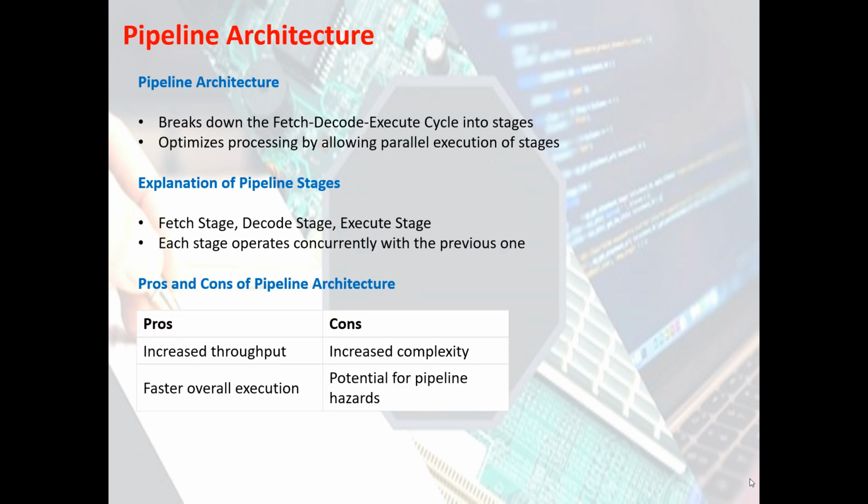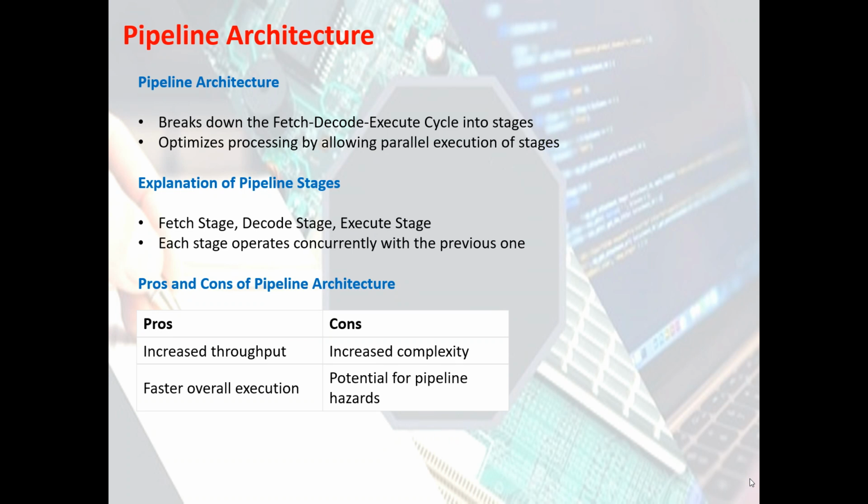Meron din tayong tinatawag na pipeline architecture. Yung pipeline architecture simply breaks down the fetch, decode, execute cycle into different stages, optimizing the process by allowing parallel execution of stages. Ibig sabihin, parallel, sabay. Sabay nang ine-execute yung different stages natin, yung different instructions na binigay natin dun sa ating system. So, ito yung explanation ng pipeline stages. We have the fetch stage, decode stage, and execute stage. And each stage operates concurrently with the previous one.